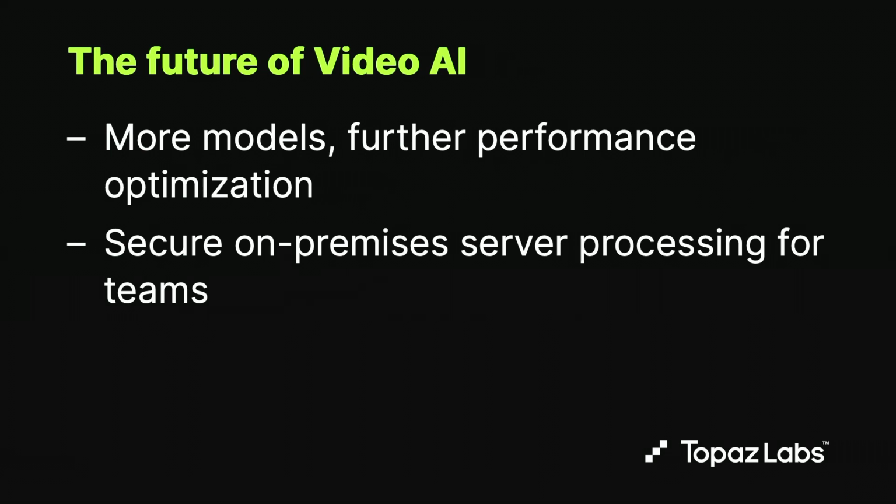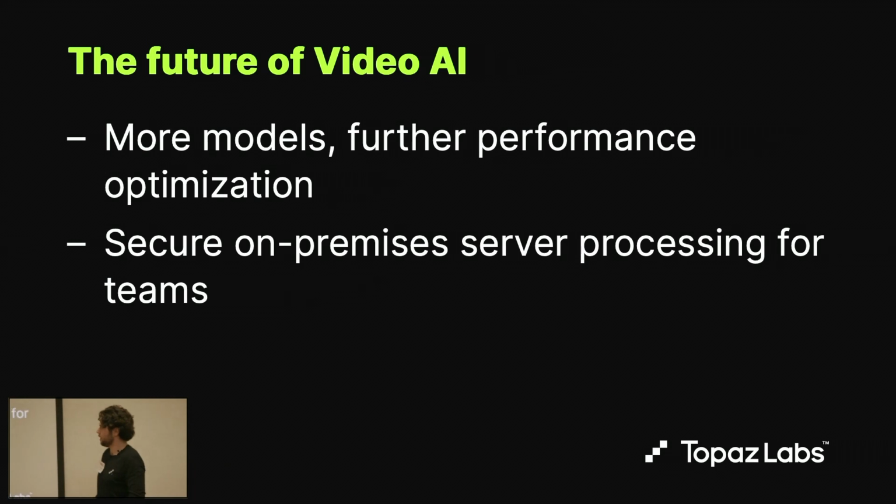So the future of video AI is more models, further performance optimization, and secure on-premises server processing for teams. Keeping with the spirit of not having to upload massive files to a public cloud, for large teams that do want to take advantage of centralization and build a server with multiple GPUs that can run video AI tasks faster and keep your laptops and desktops open for other work, we have the ability to deploy video AI as an offline but locally connected server.